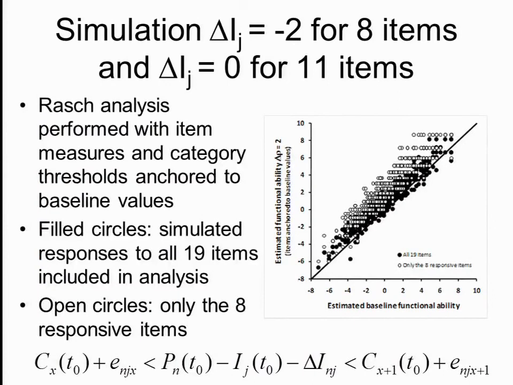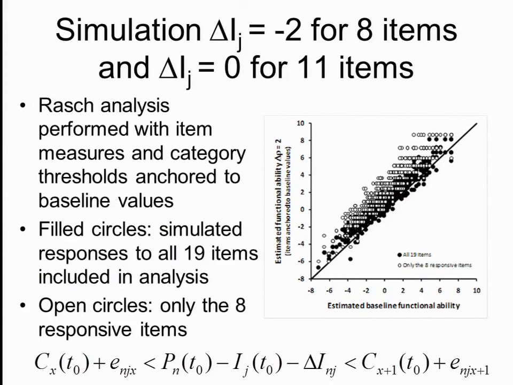Now what's interesting is if you remove the 11 items that didn't change, and we only leave the 8 items that did, when we run it through WinSteps, we delete the items that didn't change. Then we see the person measures actually go up more. And what we're doing here is taking one additional step. We're anchoring the item measures to the baseline values, which is often done when you're looking at outcome studies. And we're anchoring the category thresholds to the baseline values.